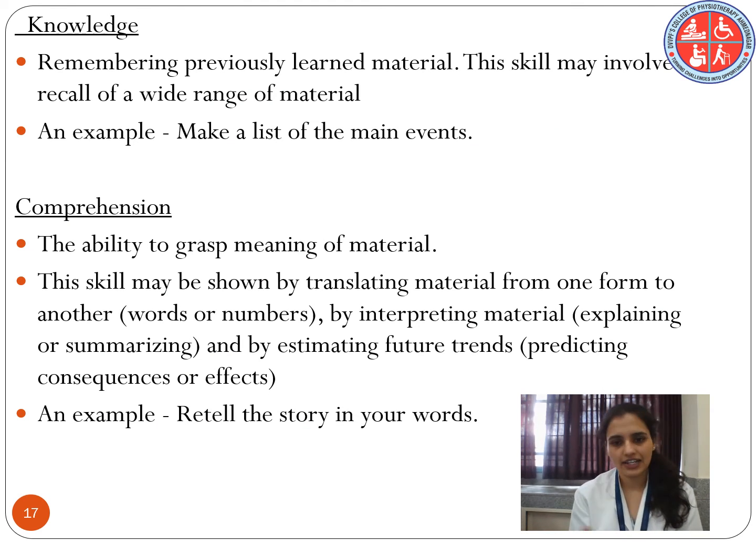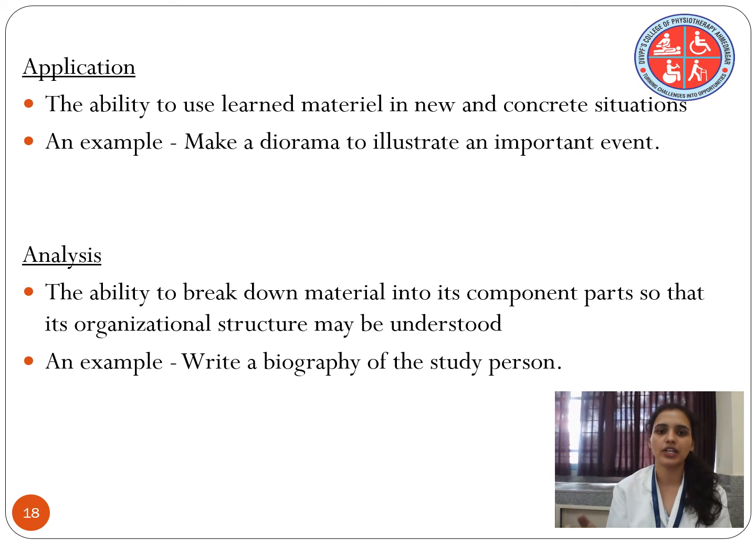In the next slides we will see an explanation about each stage. Knowledge is the remembering of previously learned material. An example is to make a list or mark the main values of what we have learned. Then comprehension is to recall your story in your own words; you should be able to explain it to another person.